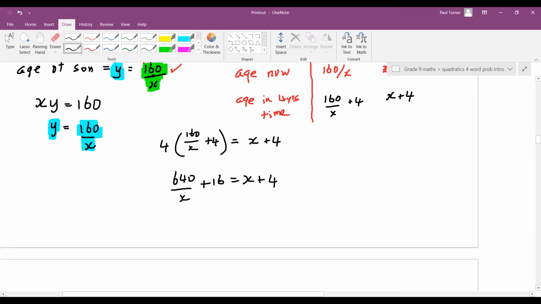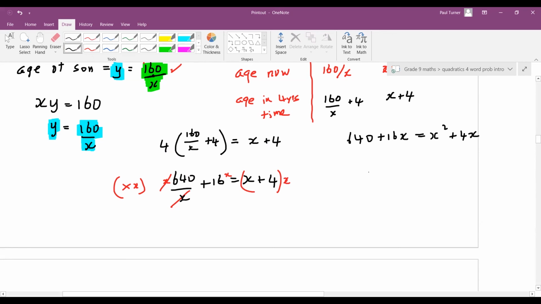The problem here is you've got x in the denominator, and we don't like to have denominators. So let's multiply all of this by x. So let's multiply everything by x. Okay, so x will go here, x will go here, and I'll put x here to cover both of them. So that x will cancel. So you'll end up with 640 plus 16x equals x squared plus 4x.